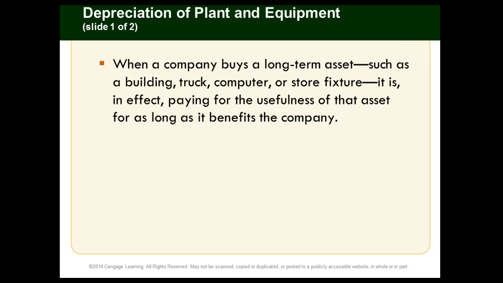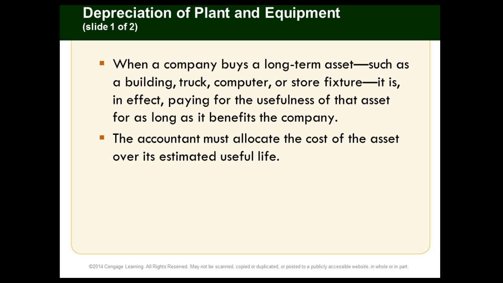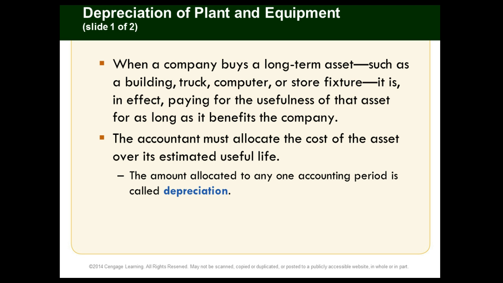Here's another type of adjusting entry. When a company buys a long-term asset, such as a building, a truck, a computer, or store fixture, it's really paying for the usefulness of that asset for as long as it benefits the company. It's paying for it up front. Okay? So the accountant who's doing the books needs to find a way to allocate a portion of that asset over its useful life. So the way we allocate a portion of this asset, we call it depreciation. We take a cost of this asset and treat it as an expense each period.